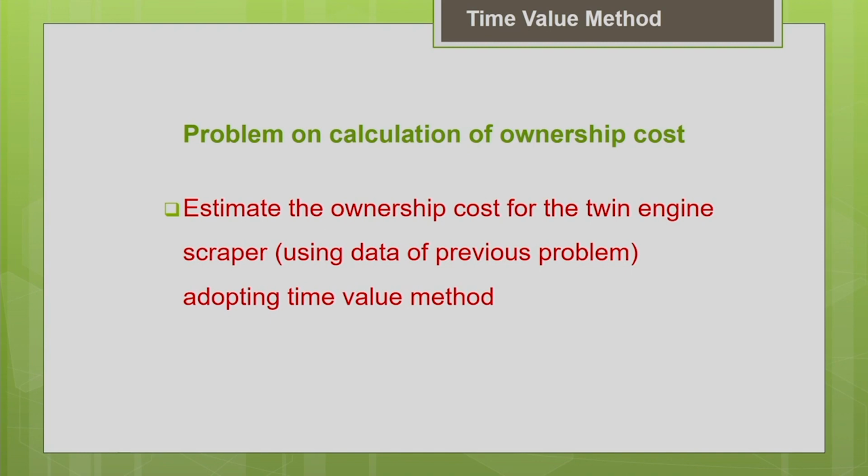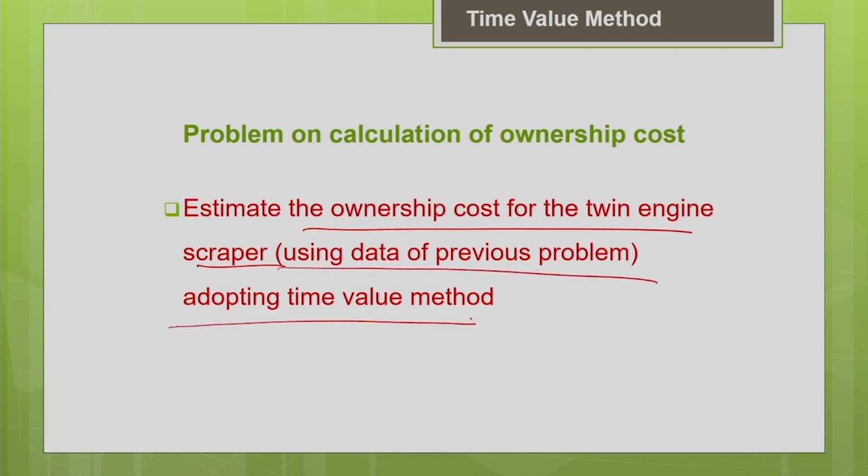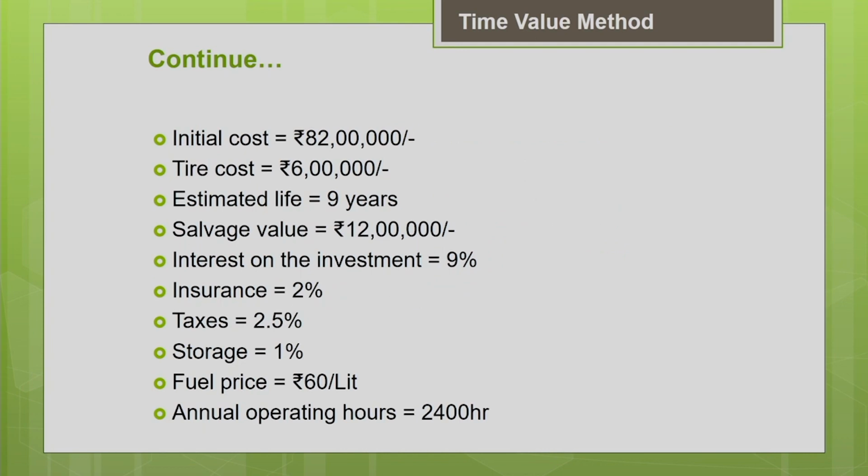So estimate the ownership cost of the twin engine scraper machine, using the data of the previous problem which we used earlier for the other method, the average annual investment method. It is the same data we are going to use here, but we are going to work it out using the time value method. So let me summarize the input data given in the problem.